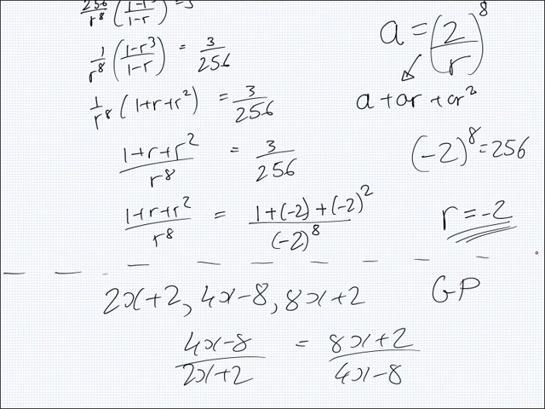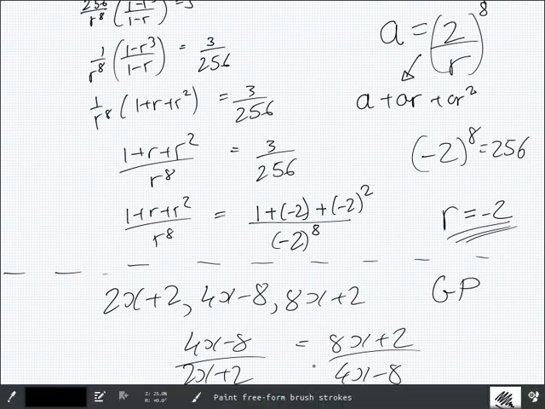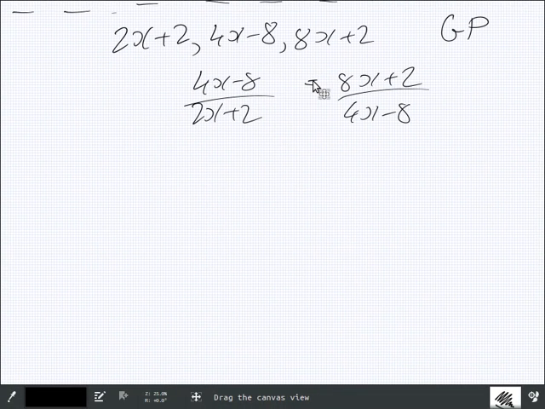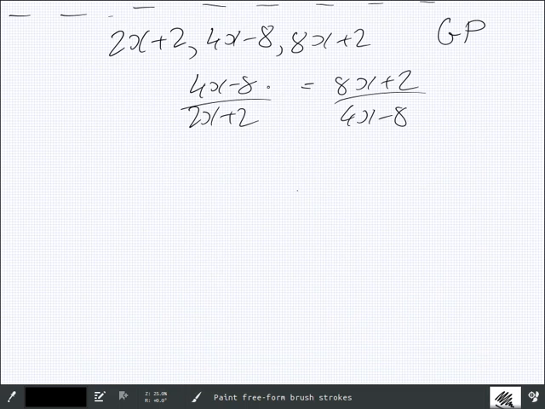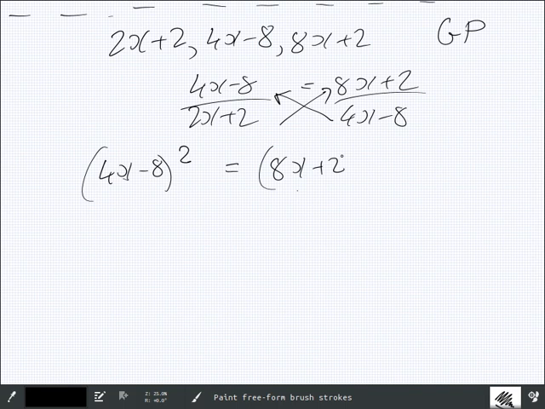Okay. Let's solve this now. What should I do first in solving this? Cross multiply. So I get (4x minus 8) times (4x minus 8) equals (8x plus 2) times (2x plus 2).